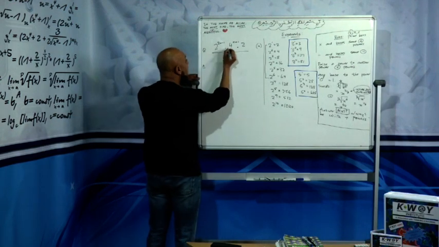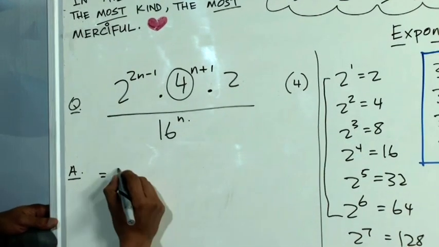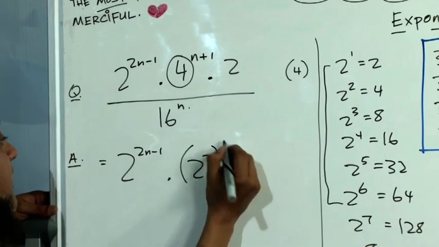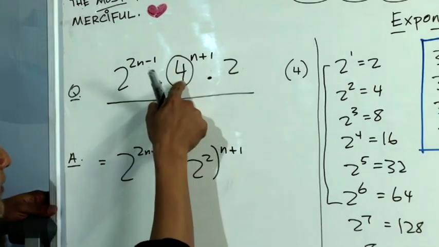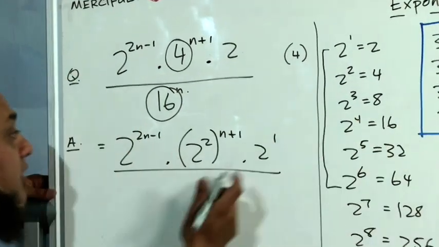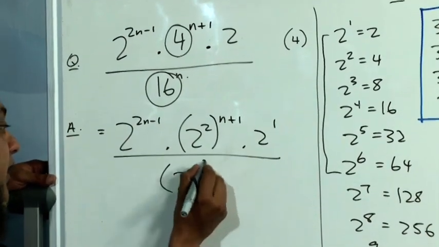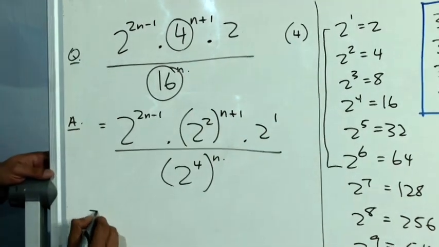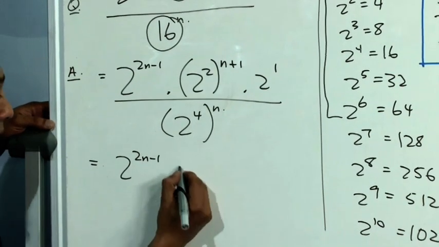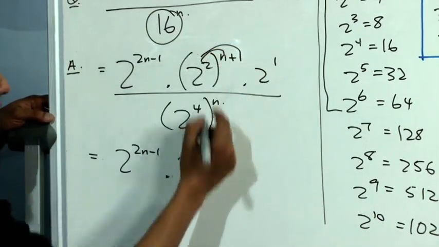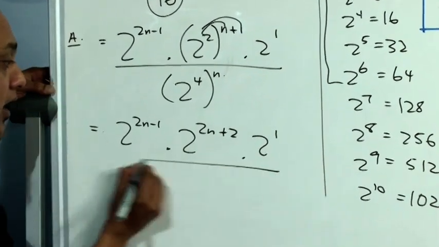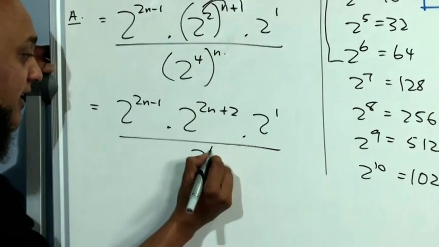So now we're going to break them all down to base 2s. So watch. 2 to the power 2n minus 1 times the number 4 is 2 squared to the power n plus 1. Remember, 4 is 2 squared, times 2 to the power 1, over the number 16 is 2 to the power 4, 2 to the power 4, don't forget, n. Now, we need to remove the brackets. So this is 2 to the power 2n minus 1 times 2 to the power, we multiplied by both, 2 times n, 2n plus 2, times 2 to the power 1, over 2 to the power 4 times n, 4n.